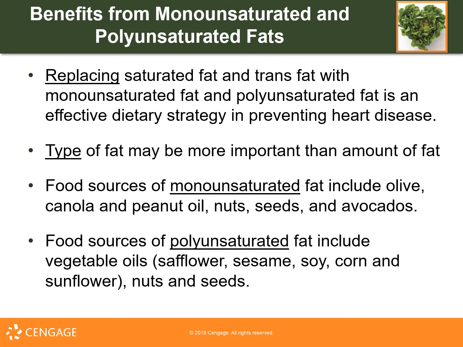As previously mentioned, replacing saturated fat and trans fat with monounsaturated fat and polyunsaturated fat is an effective dietary strategy in preventing heart disease. Type of fat may be more important than the amount of fat. Food sources of monounsaturated fat include olive, canola, and peanut oil, nuts, seeds, and avocados. Food sources of polyunsaturated fat include vegetable oils, safflower, sesame, soy, corn, and sunflower, as well as nuts and seeds.